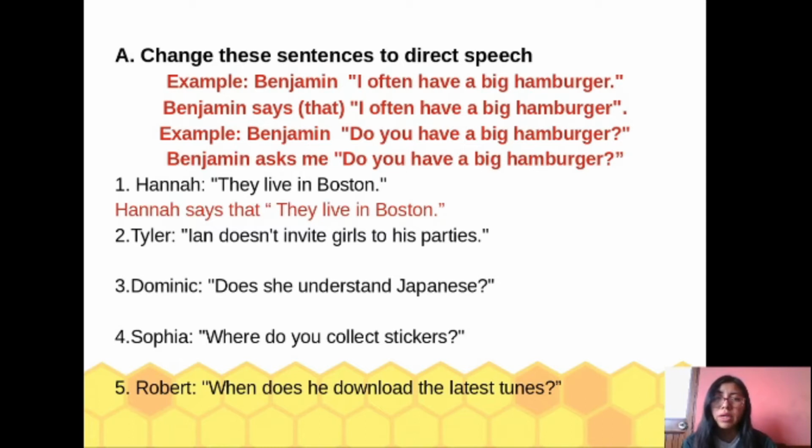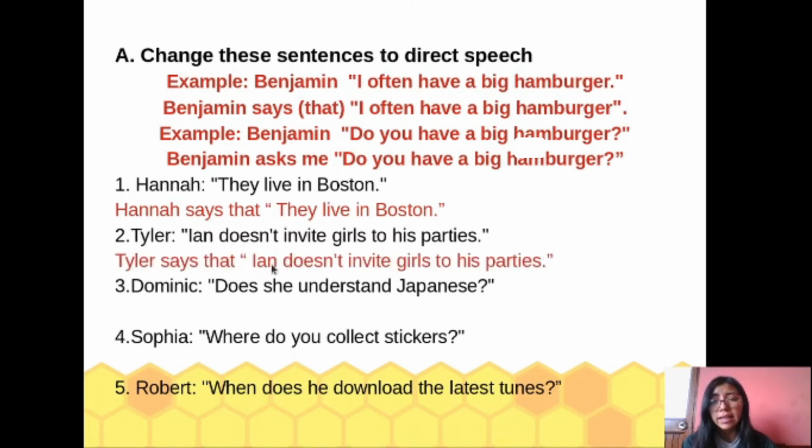Remember, I am reporting direct speech, so I use quotations and I have to use the same words that the person says. Y estoy utilizando las mismas palabras que la persona dice. Ana dice que ellos viven en Boston. I am reporting that. We are going to do the next. Tyler: "Ian doesn't invite girls to his parties," okay? That phrase says Tyler, okay? So I am going to report. Tyler says that "Ian doesn't invite girls to his parties," okay? In this case, that is the same. At the beginning, I put the person who speaks, the word says that, and the same phrase, okay?